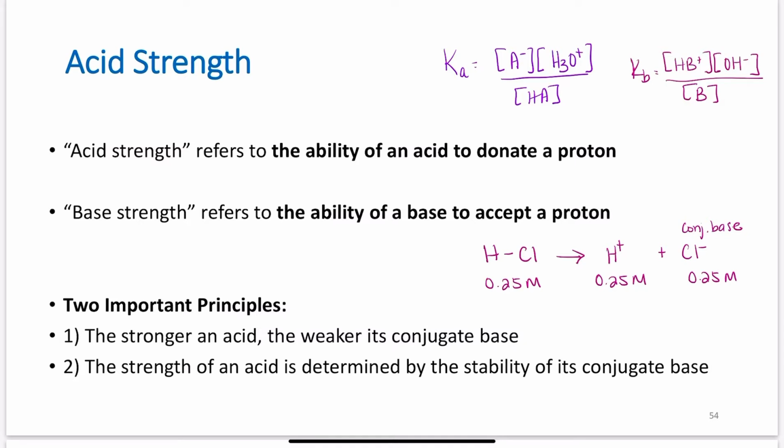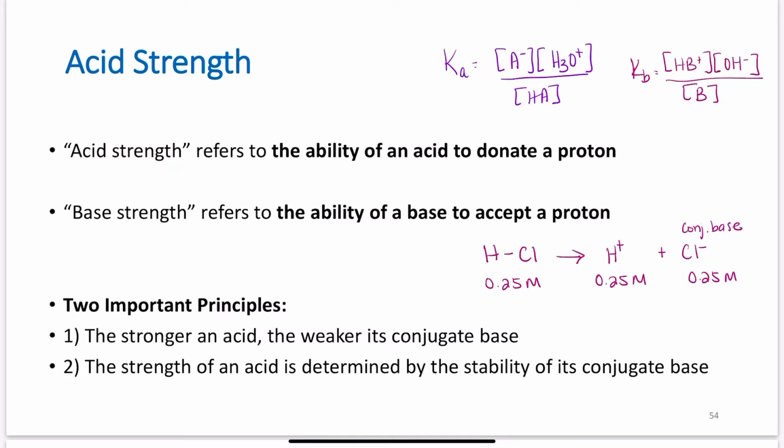It has everything it wants. It has its complete octet. It has a negative charge to boot. It is an electronegative element. It's tied for third place for most electronegative element on that table. It is quite happy. It does not want a proton back. Therefore, it is a really bad base. It is a poor base. It is a weak base. The stronger the acid, the weaker its conjugate base.